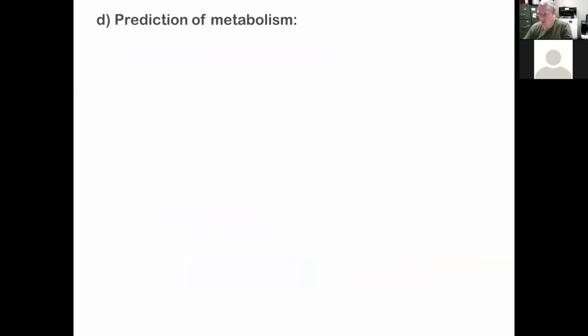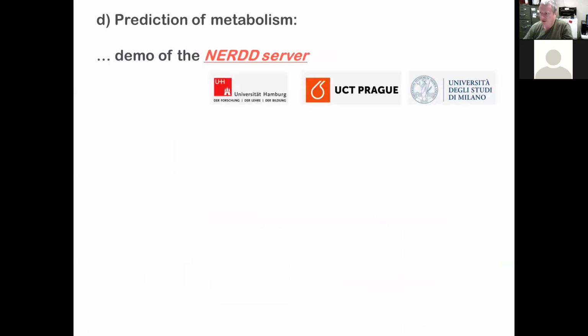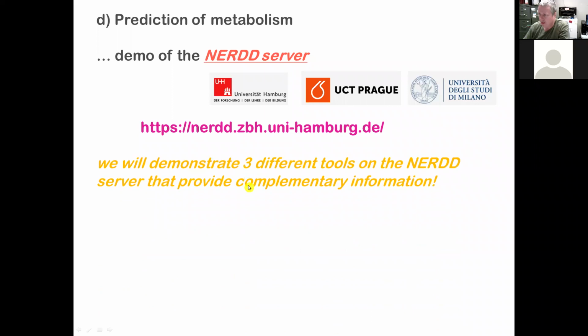Okay, so prediction of metabolism. Let's see. We're going to do the Nerd server first, which is mostly useful for phase 1 metabolism. All right, so I'm going to Google that site in a second. And we're going to demonstrate 3 tools on the Nerd server that provide complementary information.